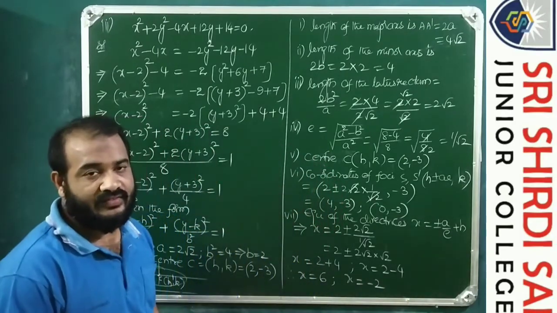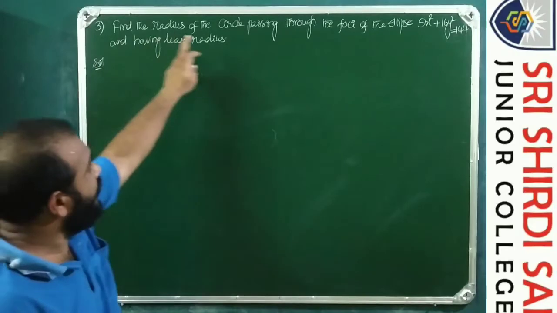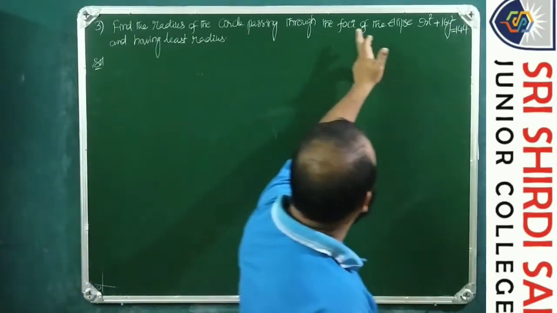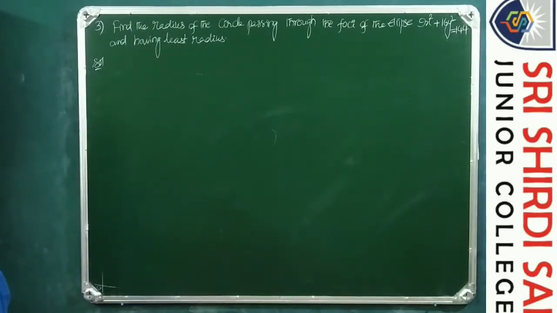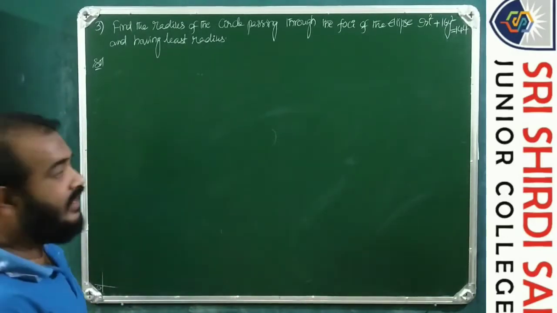Therefore x equals 6 and x equals minus 2 are the equations of the directrices. Find the radius of the circle passing through the foci of the ellipse 9x square plus 16y square equals 144 and having the least radius.